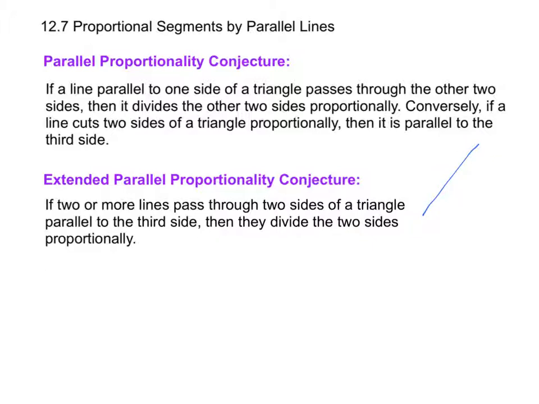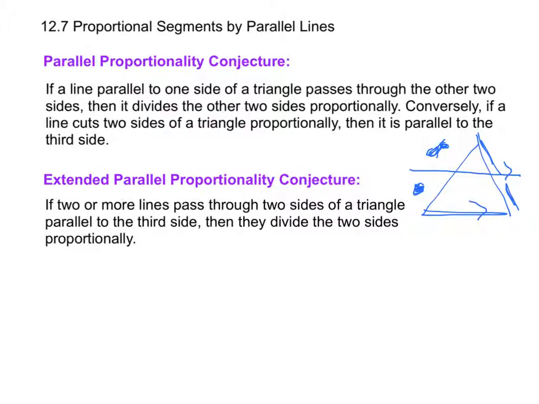So if we have our triangle, and we have this line at the bottom, and then we have a line going through it here that's parallel, then the ratio of this side to this side is going to be proportional to the ratio of this side to this side.